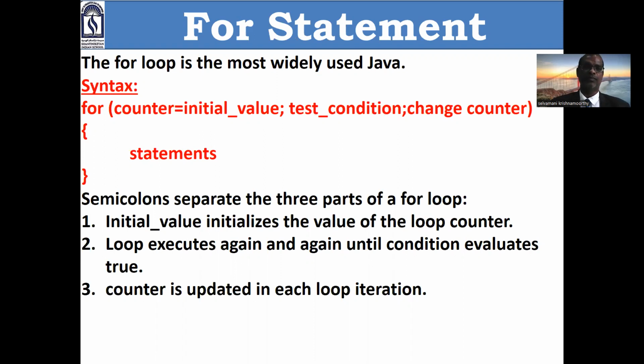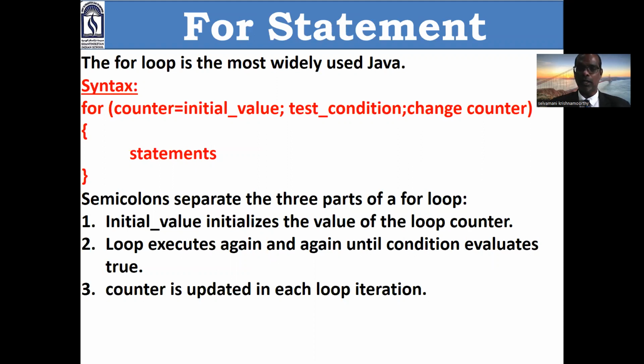See the syntax: for, within open and close brackets, counter equal to initial value semicolon, test condition semicolon, change counter. Nothing to worry about, it is just like the previous two loop statements, while and do while.